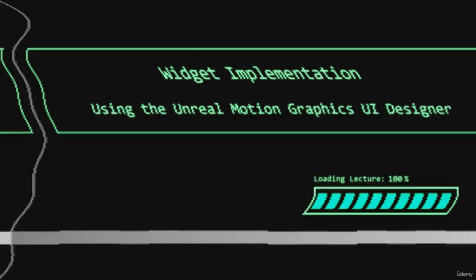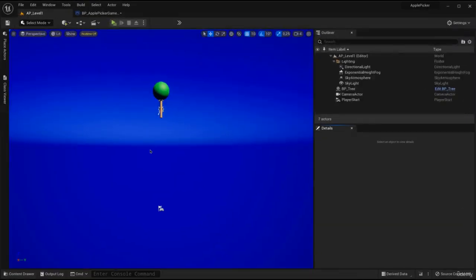Hey, welcome back. In the next couple of lectures, we want to set up a widget that will display a countdown timer to the player. We will also set up a win counter that will display how many apples need to be collected to win the game.